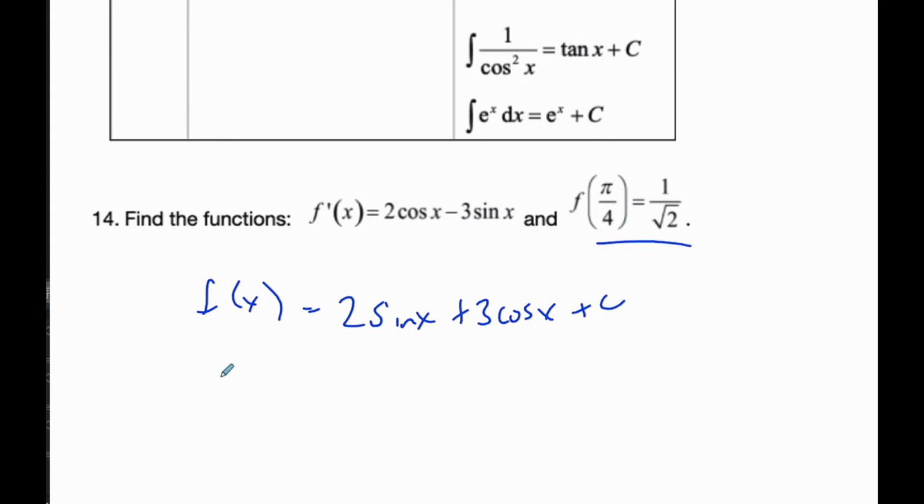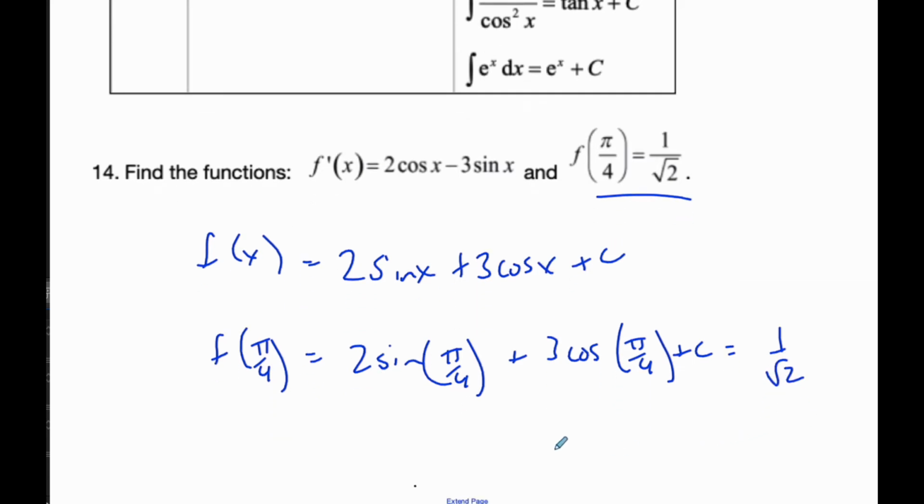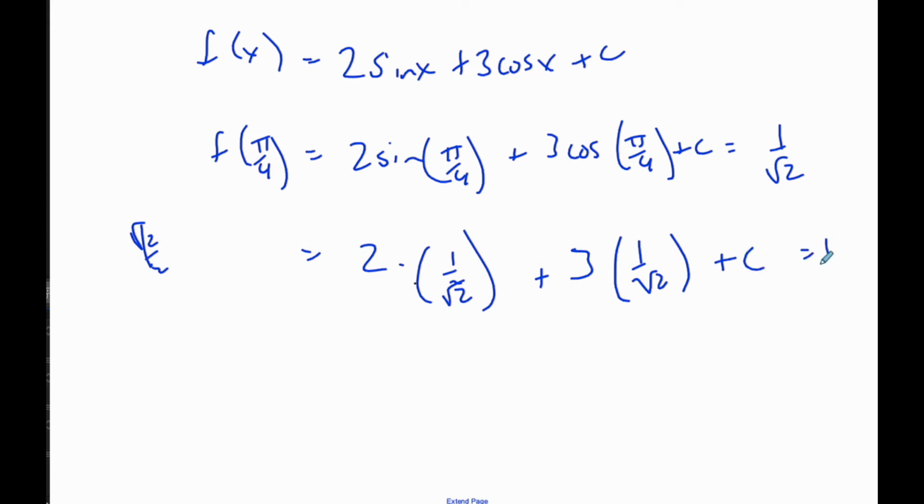And so then plugging this value in, I know f of pi by 4 is 2 sine pi by 4 plus 3 cosine of pi by 4 plus c, which is going to be 1 over root 2. Well, I know that sine pi by 4 is equal to 1 over root 2 exactly, which is the same as root 2 over 2. But because I got a 1 over root 2 here, I'm going to keep it in this form. Plus 3 times 1 over root 2, plus c, equal to 1 over root 2.